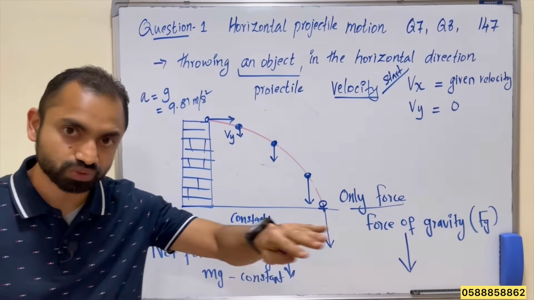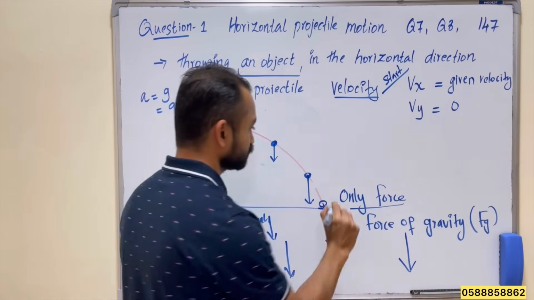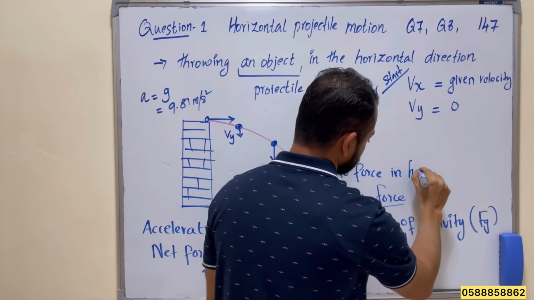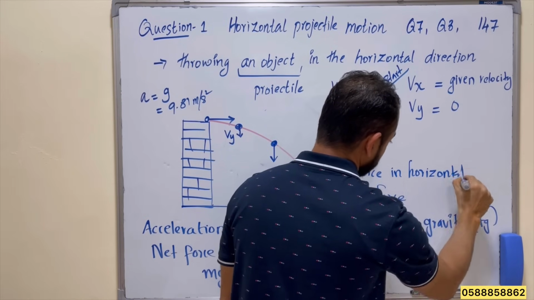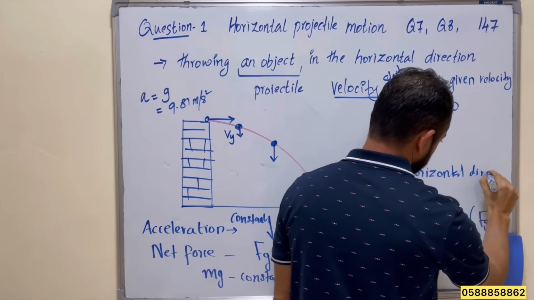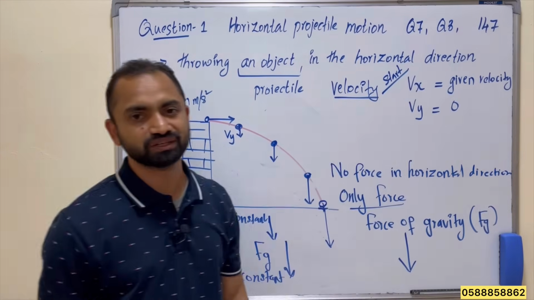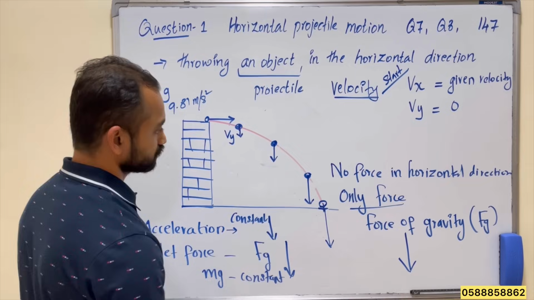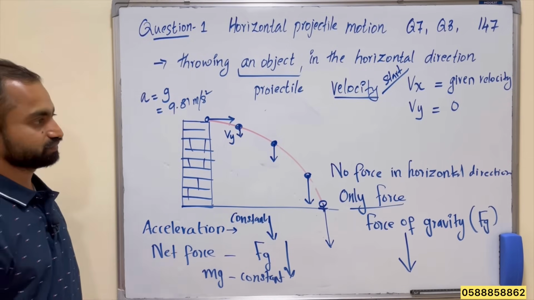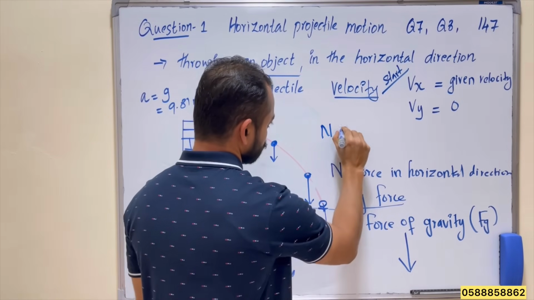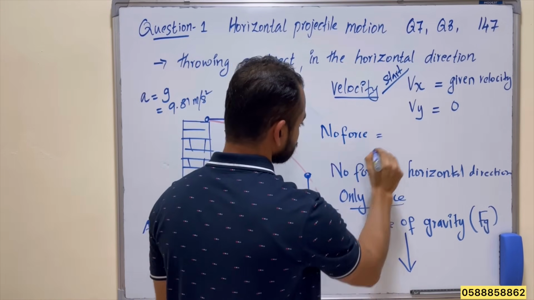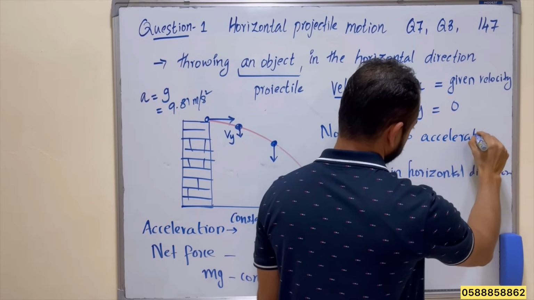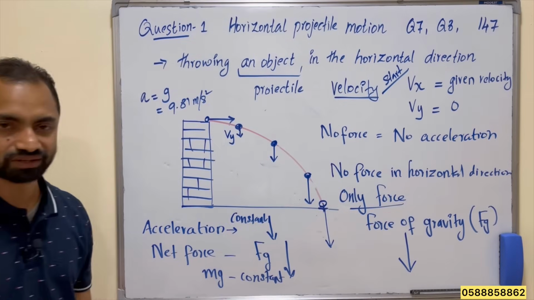Is there any force in the horizontal direction? There is no force, right? No force in the horizontal direction. Why is there no force? Because there is only one force acting on the projectile, the force of gravity, and it is acting downwards. So there is no force in the horizontal direction. No force means no acceleration. If there is no net force, there is no acceleration.